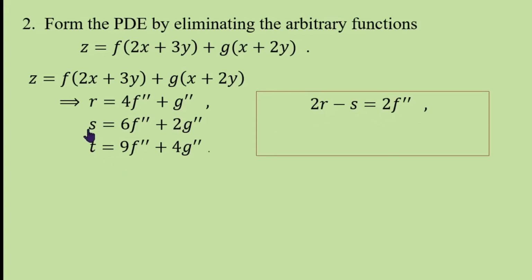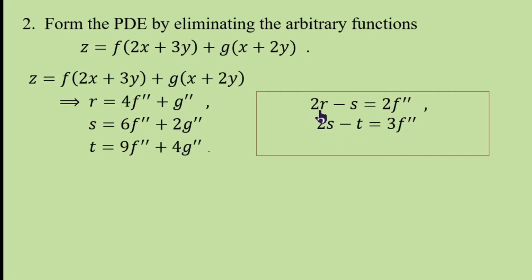Similarly, when you multiply the second one by 2 and subtract the third one, 2S minus T, 12 f double dash minus 9 f double dash is 3 f double dash. And here 4 g double dash minus 4 g double dash cancels. Now g is eliminated. Now to eliminate f double dash, what to do? Here 2 f double dash, this is 3 f double dash, multiply the first one by 3 and second one by 2. Then both become 6 f double dash. Then equate the left hand side.